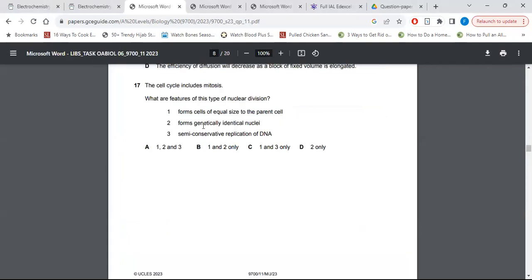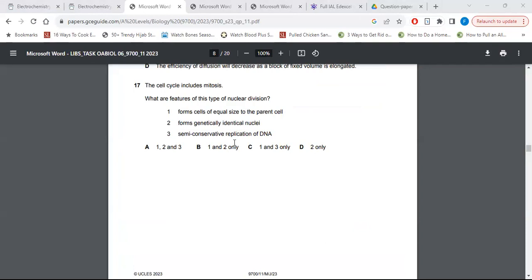All right, take a look at this. The cell cycle concludes with mitosis. What are the features of this type of nuclear division? What are the features of mitosis? Forms cells of equal size to the parent cells, forms genetically identical nuclei, semi-conservative replication of DNA.